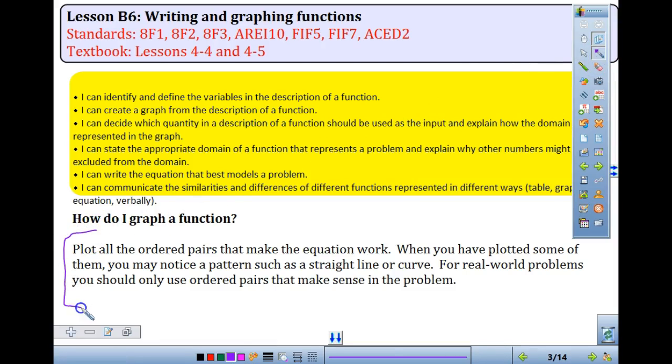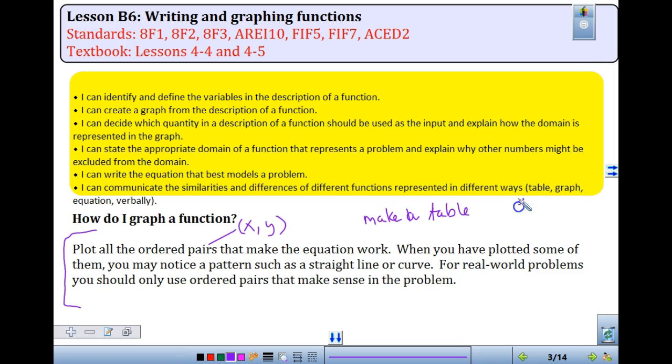So, how do you graph a function? Plot the ordered pairs. What are the ordered pairs? That's your x, y that make the equation work. And most of the time, what I'm going to ask you to do, as we do the ones today, is to make a table. And when we make that table, it is going to look like an x, y table.